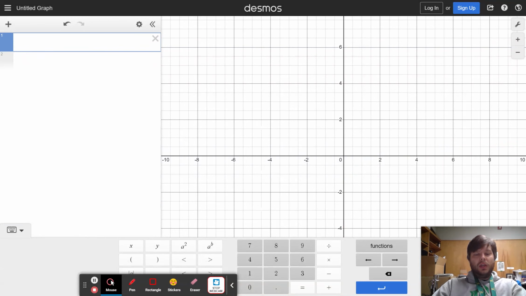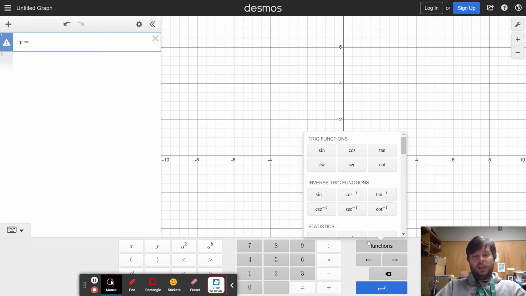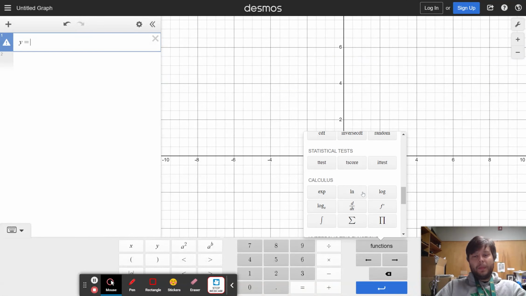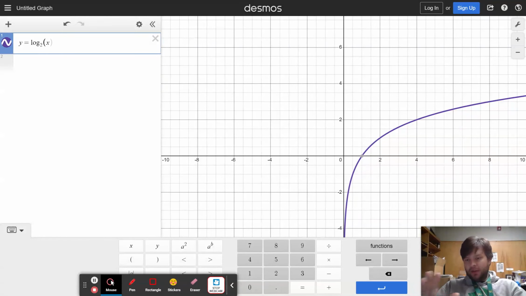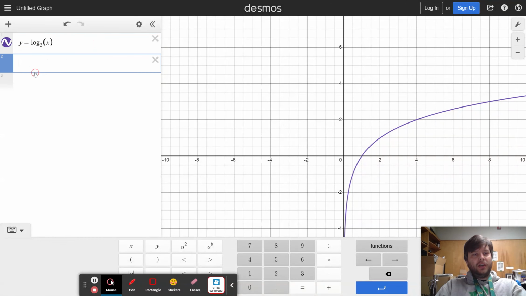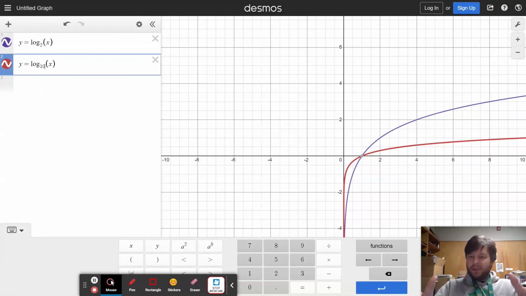That's fine. All right, let's look at y equals, and we're going to do log base 2 of x. You can see a curve right there. I want you to compare that to the log base 10 of x. Actually, let's pop it back. Let's pop log base 10 of x back up there just to compare. What's different about the two of them? Why is the purple graph steeper than the red graph?